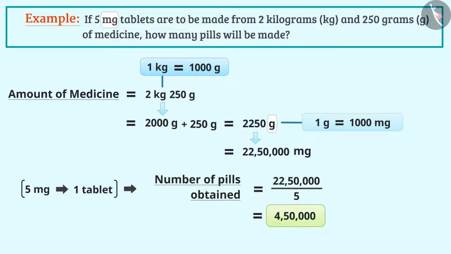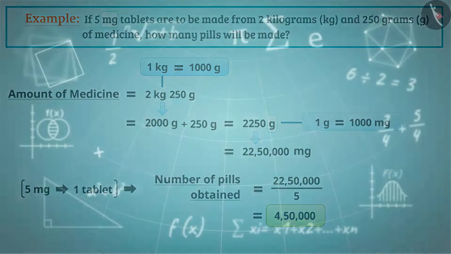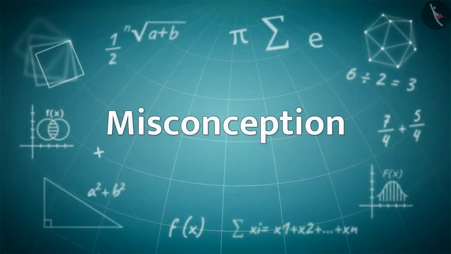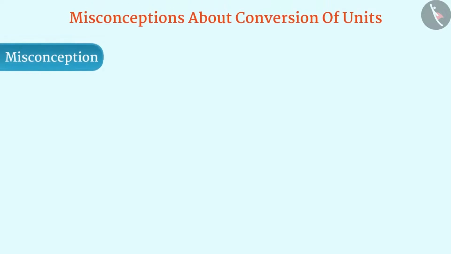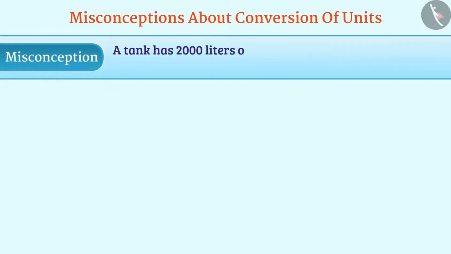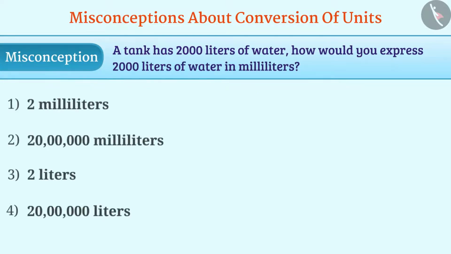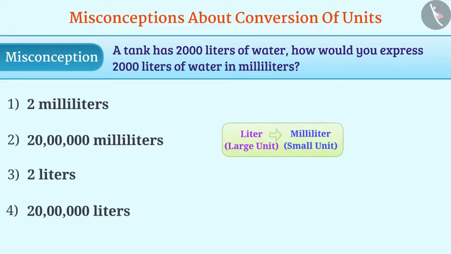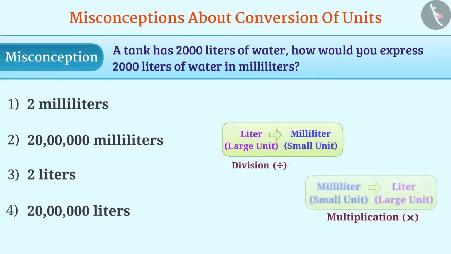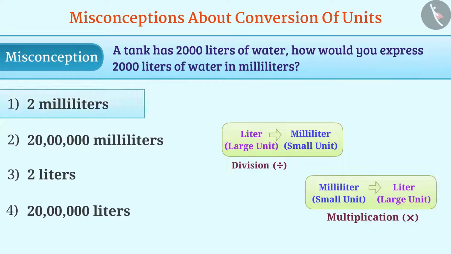Now, let's look at a misconception. A tank has 2000 liters of water. How would you express 2000 liters of water in milliliters? Many times, it is misunderstood that division is done when converting to small units and multiplication when converting to larger units. Option 1 from this understanding is a wrong answer.